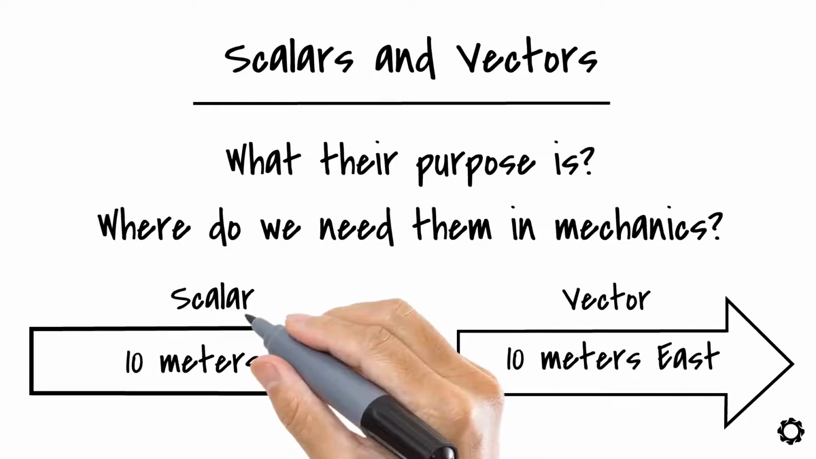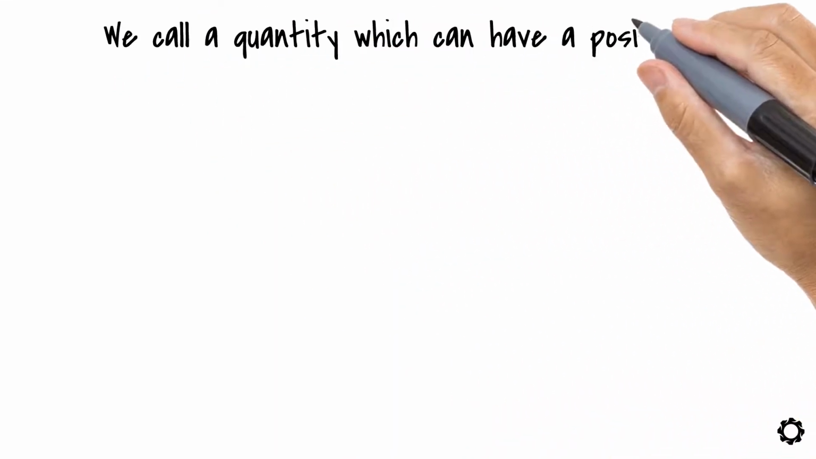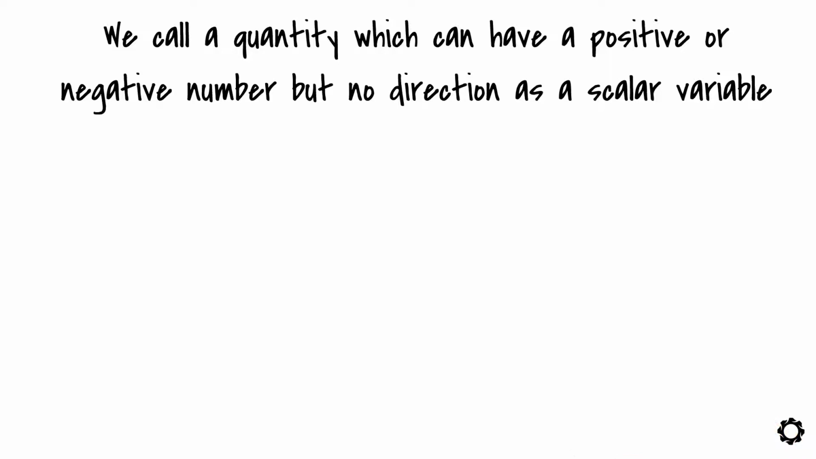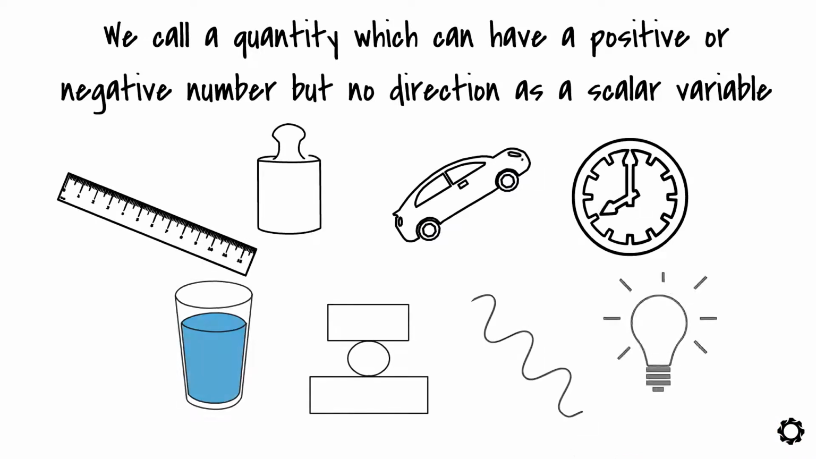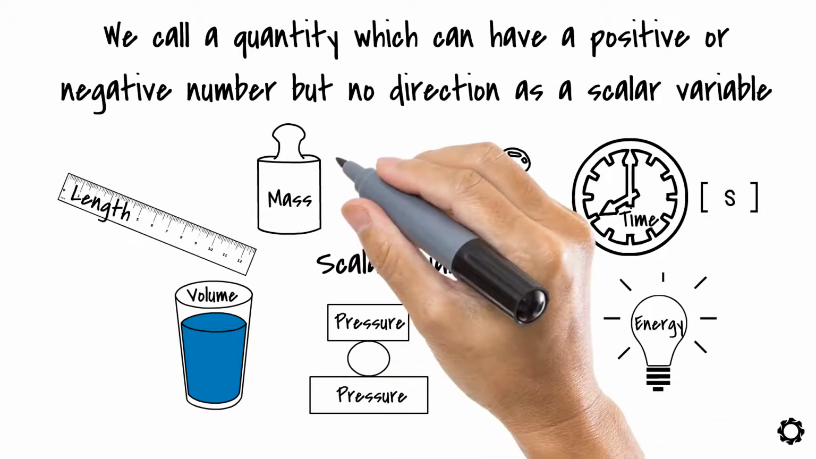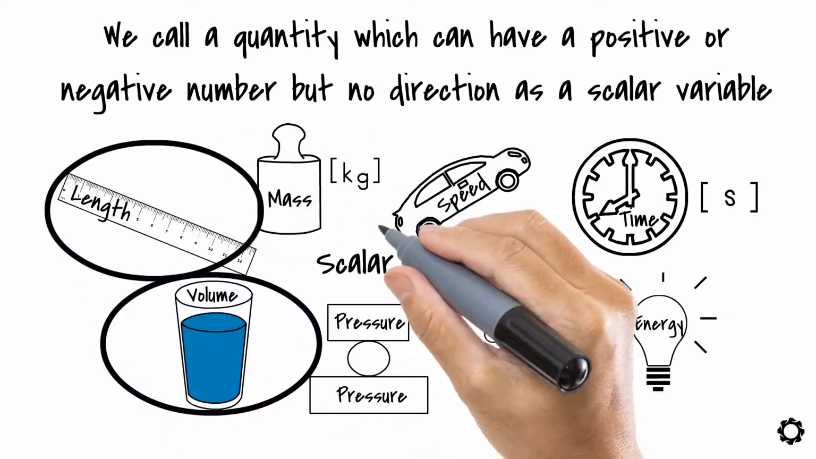Let's start by talking about scalars. In mechanics, we call a quantity which can have a positive or a negative number but no direction a scalar variable. Everyday life examples of scalar variables are time, mass, and speed. These scalar quantities are usually accompanied by units of measurement. For example, the second is the base unit of time, whereas the kilogram is the base unit of mass in the metric system. The most common scalars that we use in statics are volume, length, and mass.